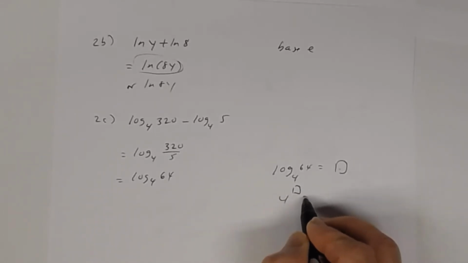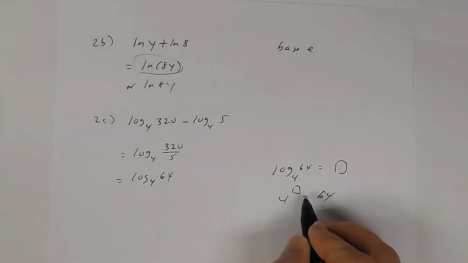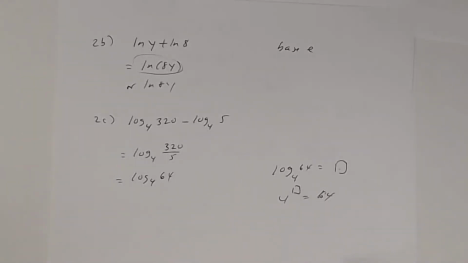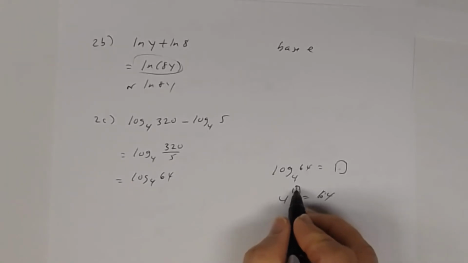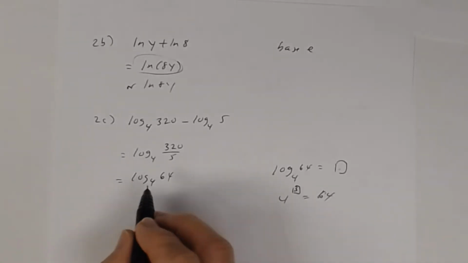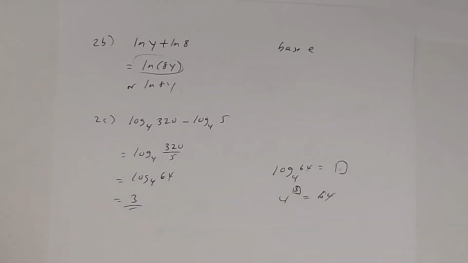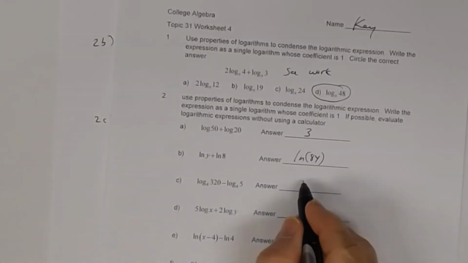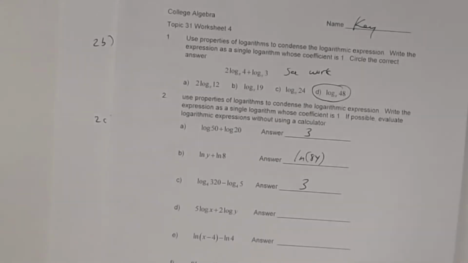So 4 to this power equals 64. So 4 to what number is 64? All right, what do you think? 3, right? 4 times 4 times 4 is 64. So that answer is 3. All right, so that's the answer to 2C. So 2C, the answer is 3.